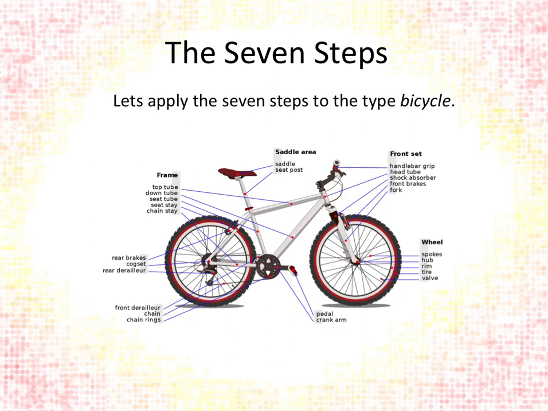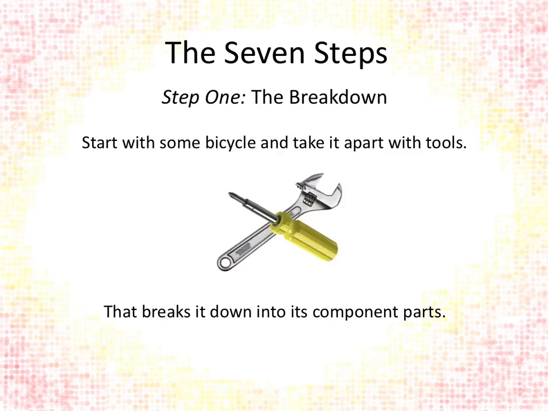Let's look at another case, a bicycle. Look at all those different parts of a bicycle. Step 1, we break it down. Here we start with a bicycle and take it apart with some tools like a screwdriver or wrench. We break it down into its mechanical components.